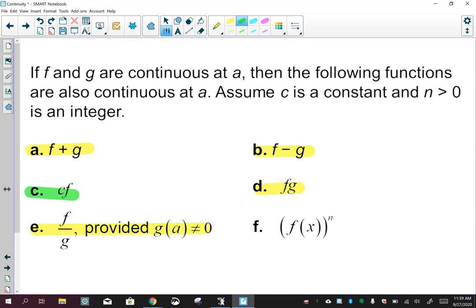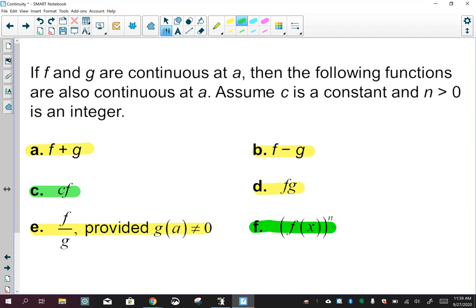This one here is called a scalar. What a scalar is basically saying is I've got a function f of x, and I'm going to multiply that function times 3. So what I'm really looking at is 3f of x. So that's what this is.